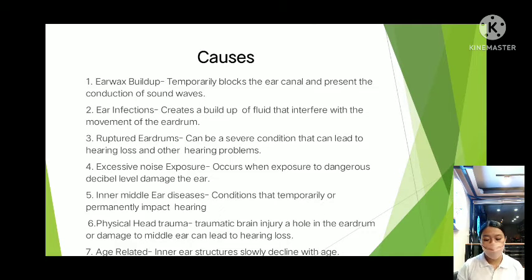And the last one of the causes of hearing impairment is age-related. Inner ear structures slowly decline with age. Diba, as you observe, may mga tao na hindi agad naririnig or naiintindihan ang sinasabi sapagkat sila ay may edad na. So, ibig sabihin, meron silang hearing impairment.